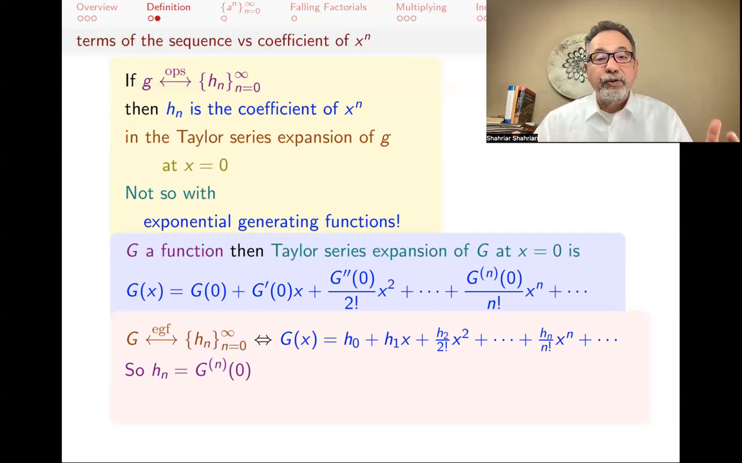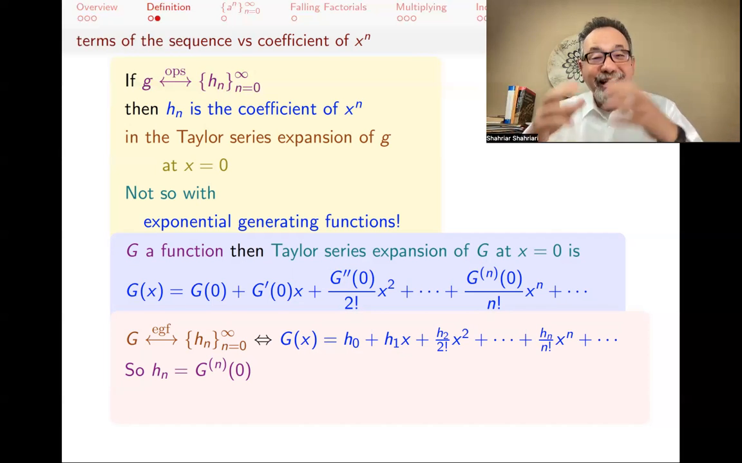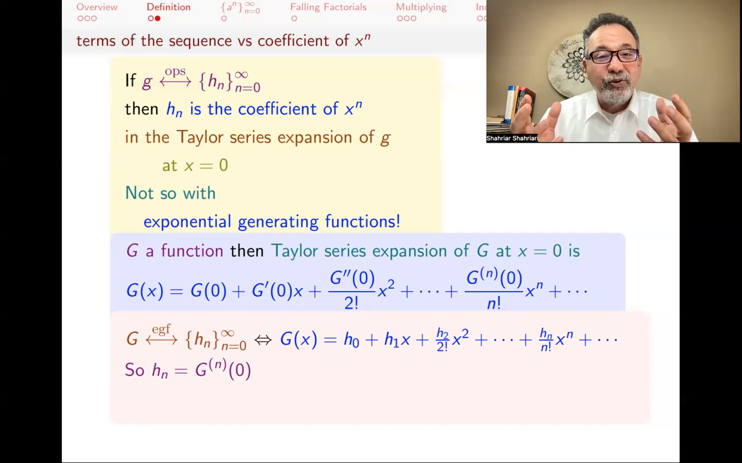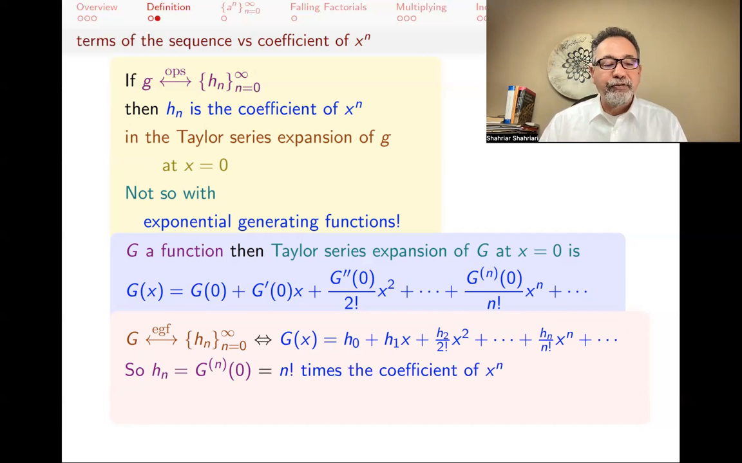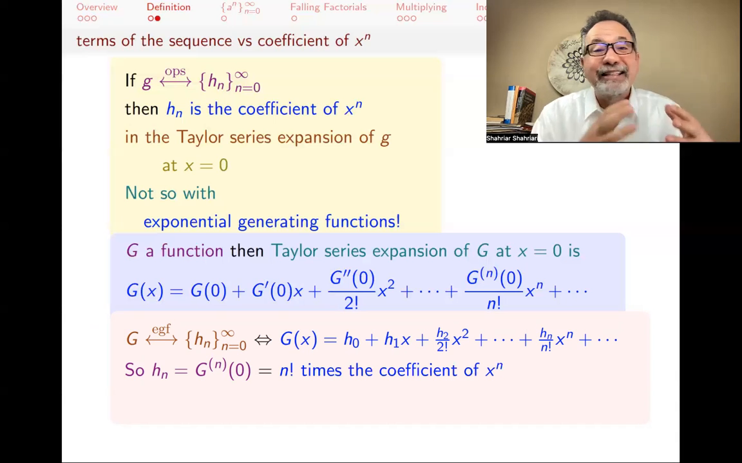When we find Taylor's series, the coefficient of x^n is the nth derivative at 0 divided by n factorial, and here our hn is just that derivative. We are manually ourselves dividing it by n factorial. And so if we want to get this hn back from the coefficient of x^n and not the derivative, then we have to multiply it by n factorial.